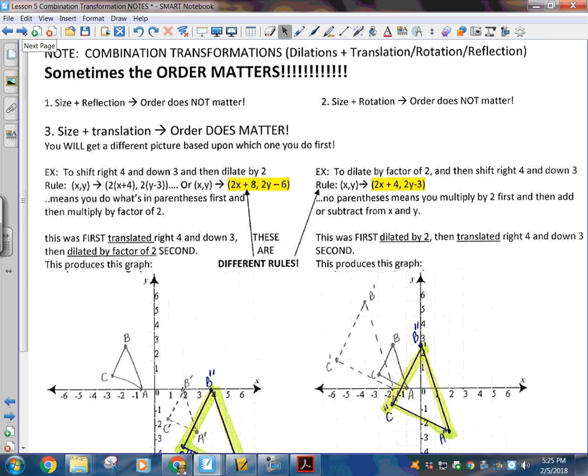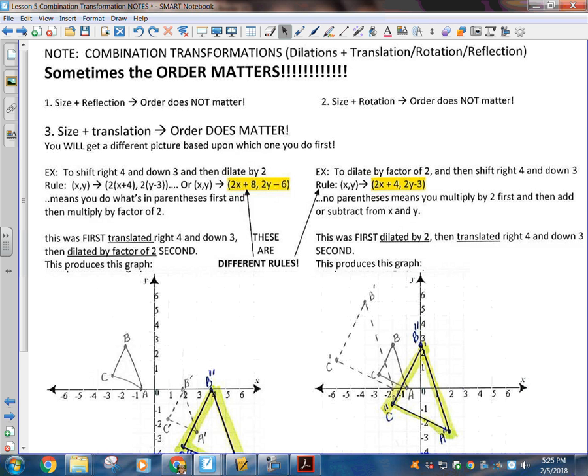When I was investigating this and learning it and trying to get it fixed in my mind so I could teach it, I had to figure out how to explain it. So this is what I came up with. If I do a size plus a reflection, order doesn't necessarily matter. A size plus a rotation, order doesn't matter. But when you slide and translate, order does seem to matter.